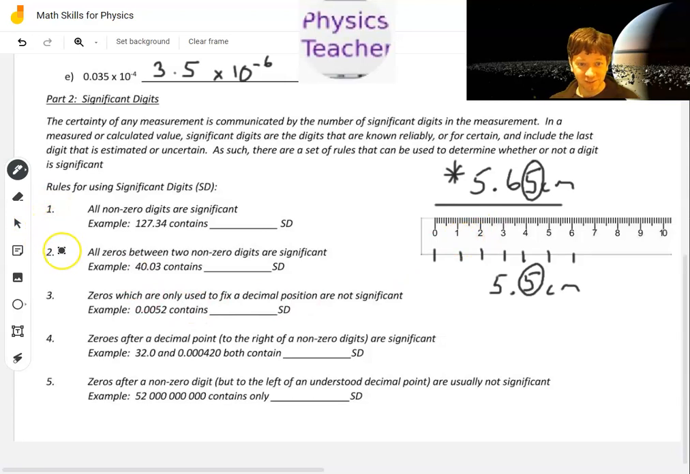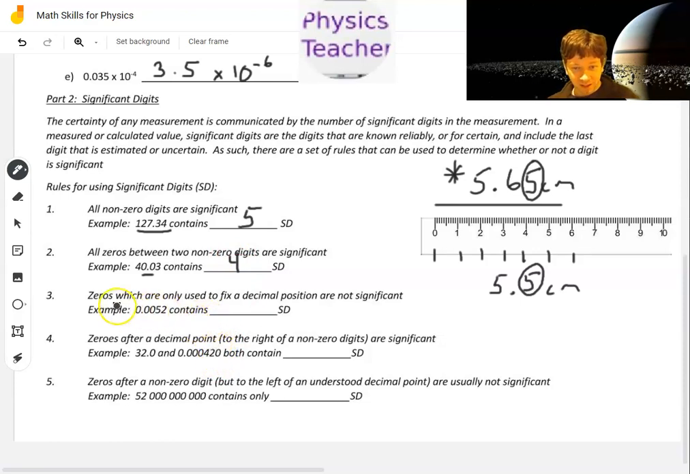And how do we tell if something is significant? Here are our rules, these 5 rules. 1, all non-zero digits are significant. So for example, in this number here, we can count 1, 2, 3, 4, 5. There's 5 digits that are non-zero. So in that number, we have 5 significant digits. Next rule. All zeros between two non-zero digits are significant. So these two zeros, which are between 4 and 3, which are non-zeros, are significant. So this would have 4 significant digits.